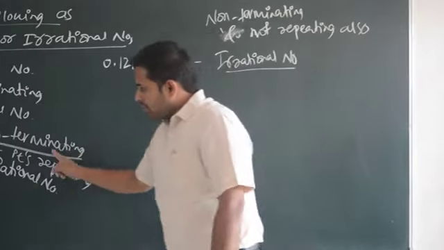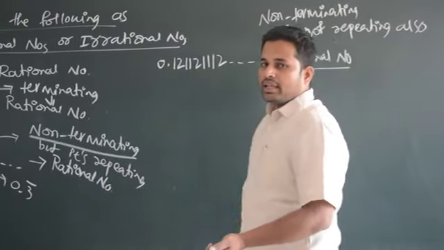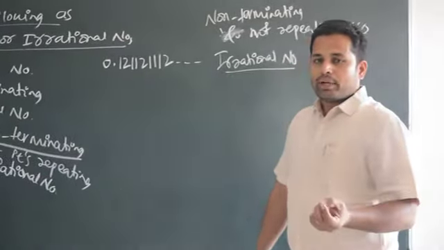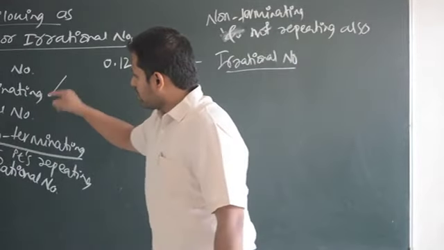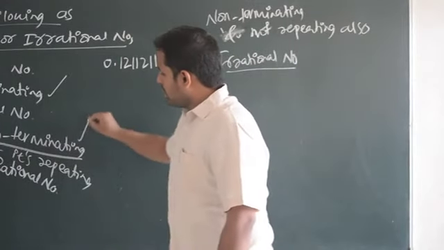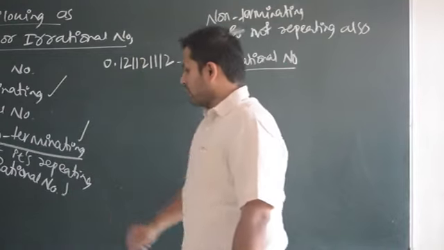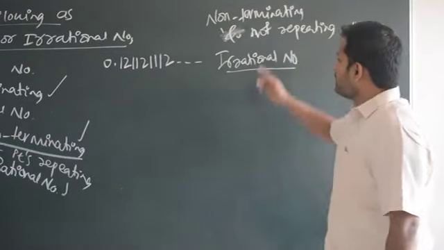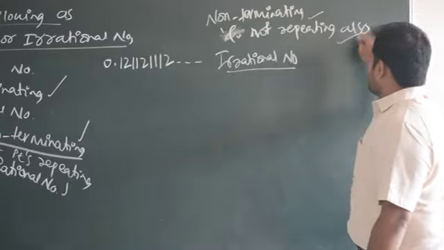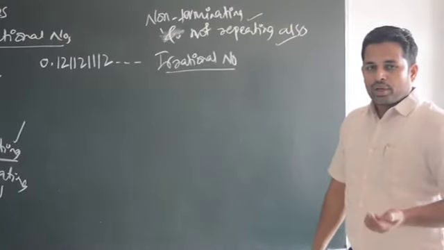Here it is non-terminating, but it is repeating. That's why it is a rational number. Are you getting my point? If the decimal expansion is terminating, definitely a rational number. Non-terminating is okay, but it should be repeating. Then it becomes a rational number. An irrational number means it should be non-terminating and non-repeating also. Are you getting my point?